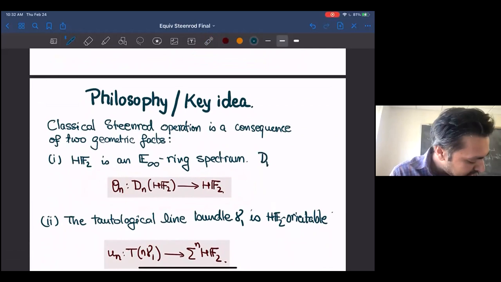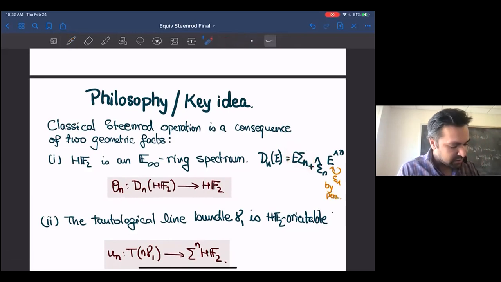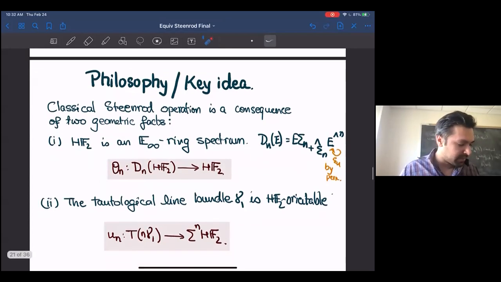Well, what is Dn? Dn of any spectrum E is going to be E sigma n plus smash over sigma n with E to the nth smash power, where sigma n acts by permutation on the right hand side, and this E sigma n is the universal or the total space of the classifying space of sigma n principal bundles. And E infinity structure means that there are maps like this, and they satisfy certain compatibility criteria between them, which I'm not going to describe.